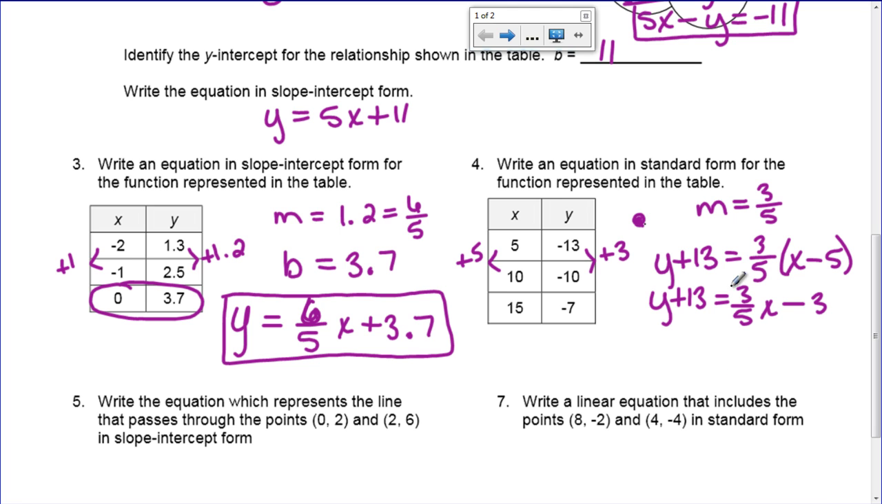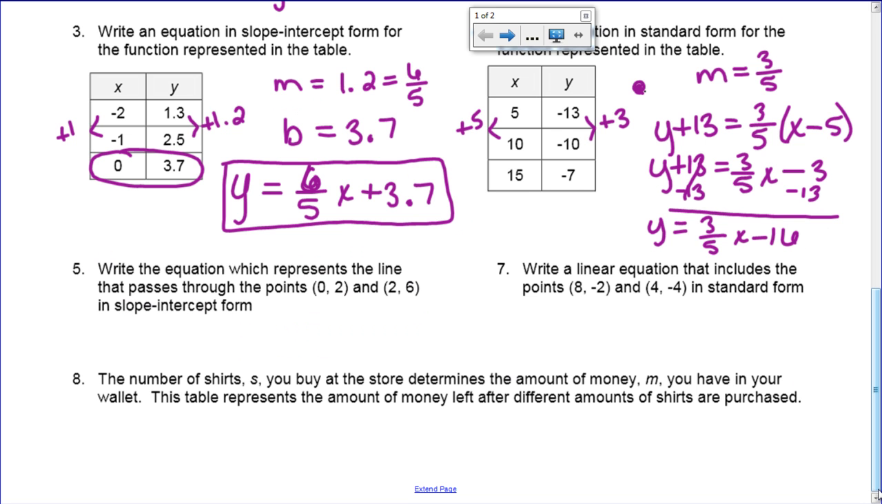So let's get this in standard form. So I'll subtract 13 from both sides, so the y is by itself. And so I have y is equal to 3/5 x minus 16, and I have run out of room to write now. So I'll try to squish it over here. I need x and y to end up on the same side, but I also need to get rid of a fraction.